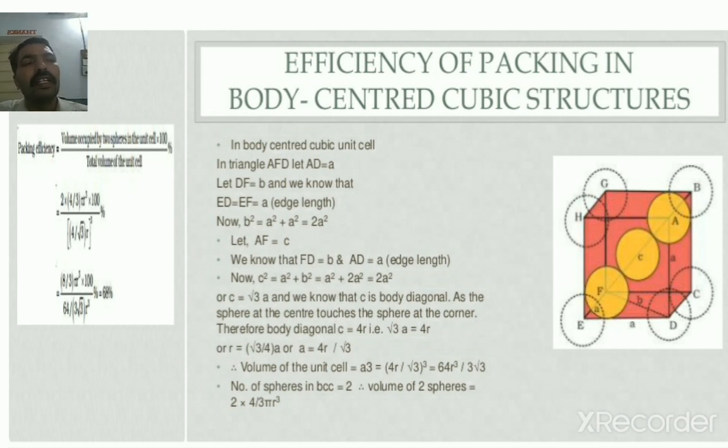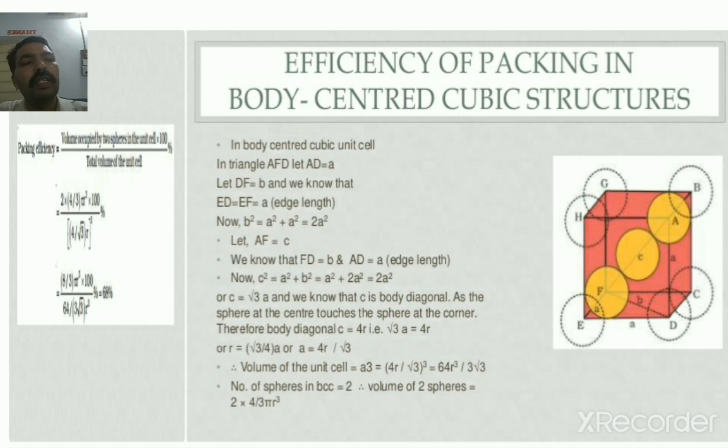In another way, the constituent particles at A and F have radius r, and the constituent particle present at the center of the cube, C, has radius r and diameter 2r. The total distance from point A to point F is equal to 4r.